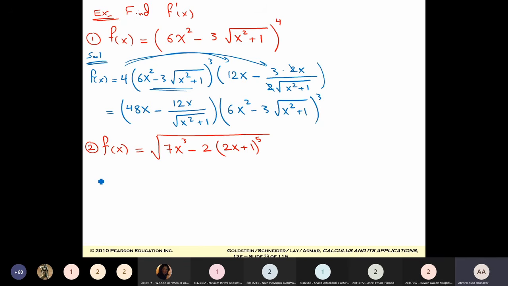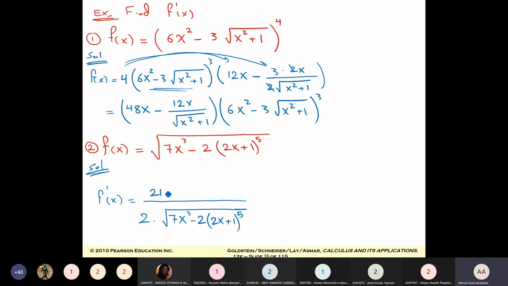Okay, the second one. If we have radical, the f prime equals, in the denominator 2 multiplied by the same roots, 7x to the power 3 minus 2 multiplied by 2x plus 1, all to the power 5. In the numerator, what's the derivative of 7x to the power 3?